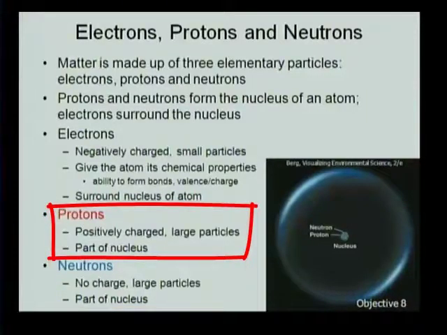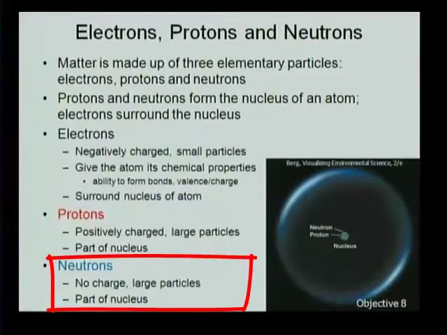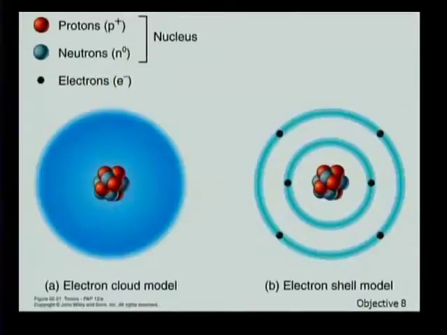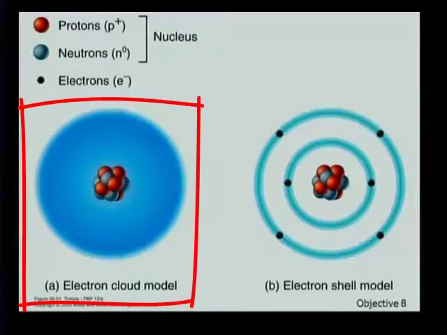The protons are positively charged, and they're large particles that form part of the nucleus. The neutrons are like protons, but they have no charge. So they have a similar mass, but they have no charge, and they are part of the nucleus. So the nucleus is made up of protons and neutrons. Surrounding the nucleus of the atom are the electrons in a probability cloud. That's the real model of an atom, a probability cloud, or what's called the electron cloud model.